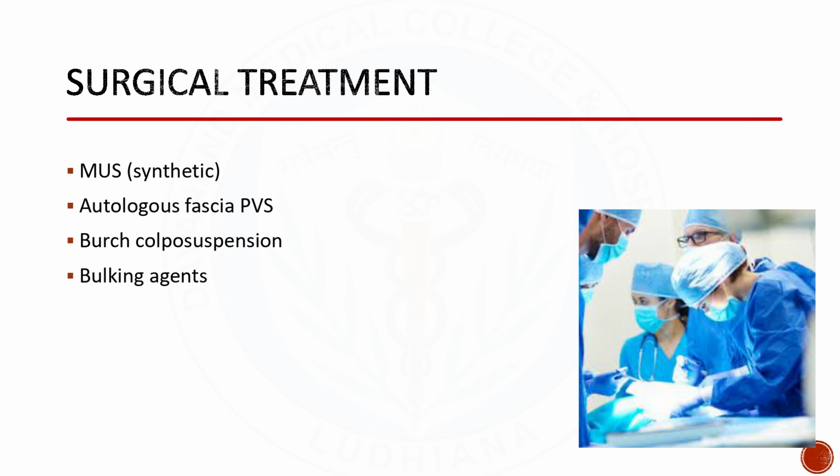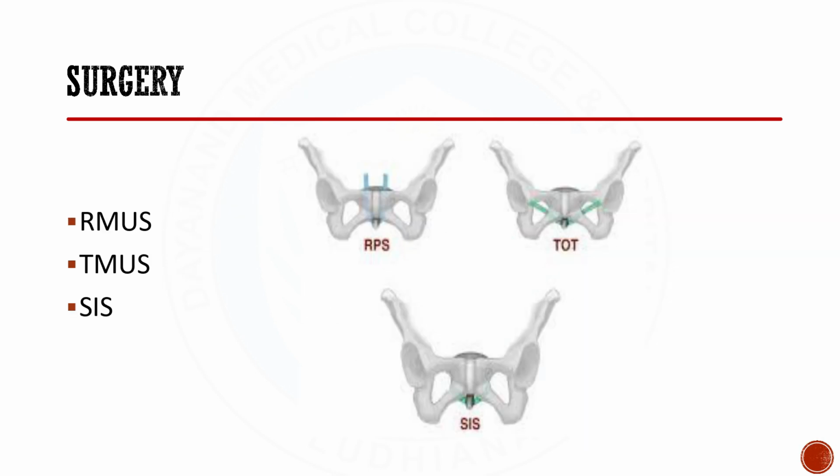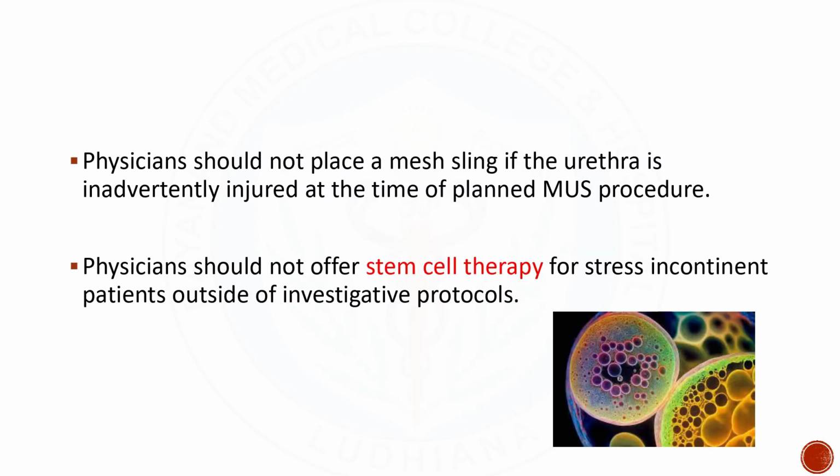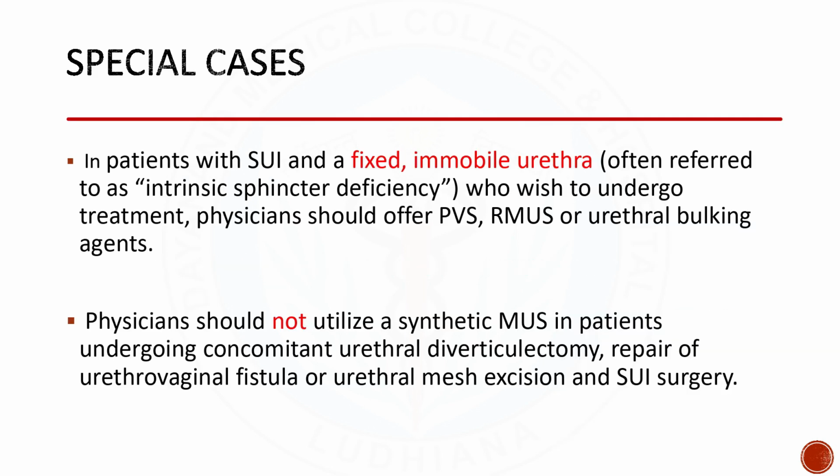You see what the patient wants, what is the success rate of each surgery. And these surgeries have already been explained. The retropubic, the transobturator slings and single incision slings. So these days the mesh is going out of use, the autologous fascia is coming in, and let's see the results. So what do you do? Stem cell therapy if nothing is working? So stem cell therapy is not a good management for stress urinary incontinence.